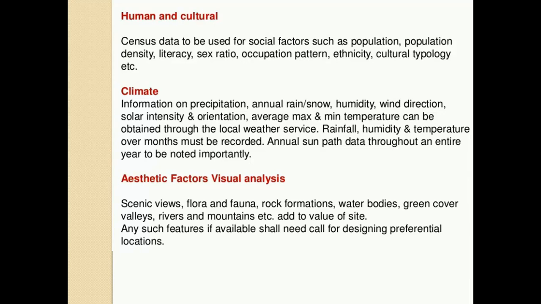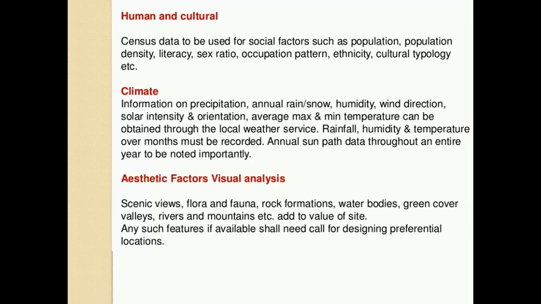Now climate is a very important point in the survey. Information on precipitation: for example, just now I told you that if your proposed site is near a reservoir or a dam, then you must have knowledge of the past precipitation ratio in percentage. How much precipitation is there, the annual rainfall or snow if you are constructing in Shimla, Himachal. So you must have knowledge of that, humidity, wind direction, solar intensity, orientation. All these things, and average, minimum and maximum temperature throughout the year, can be obtained through the local weather services. Rainfall, humidity, and temperature over the months must be recorded. So this database we must have.